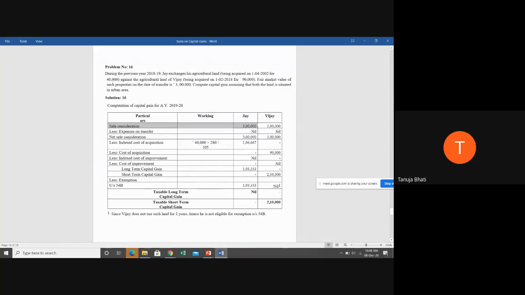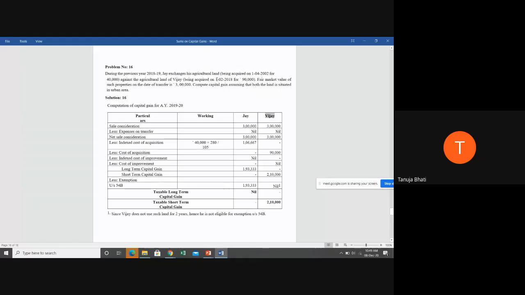So the sale consideration for both is 3 lakh rupees, because the fair market value of such properties on the date of transfer is 3 lakh, since they have not given the exact value for which it is sold. So we are taking it as 3 lakh, 3 lakh. Less expenses on transfer. There is no expense on transfer. Net sale consideration becomes 3 lakh. The cost of acquisition for J is 40,000, indexed, and the cost of acquisition for Vijay is 90,000. Clear?